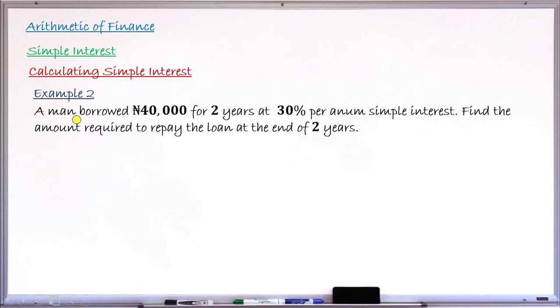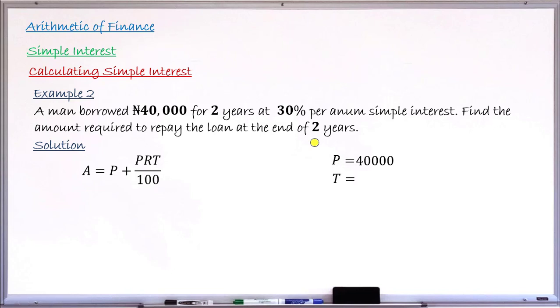Example number 2 says a man borrowed 40,000 naira for 2 years at a rate of 30% per annum simple interest. The question asked is to find the amount required to repay the loan at the end of those 2 years. So, the solution to this problem: let's find the amount required to pay. That will be the total money you pay the bank. So that amount is given by the formula A equals P plus PRT over 100. There I will get my P, my R, and my T. My P from this question is the money borrowed, which is 40,000 naira.